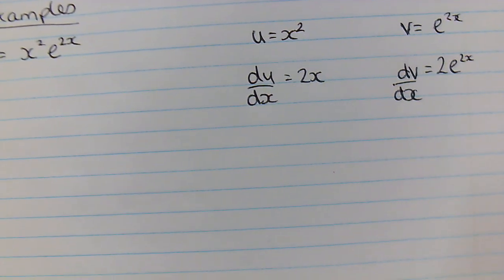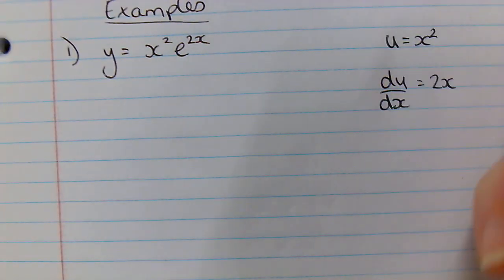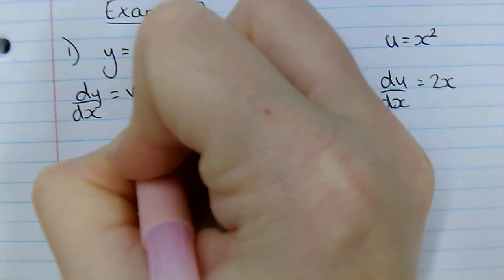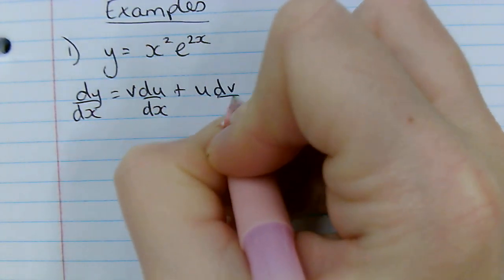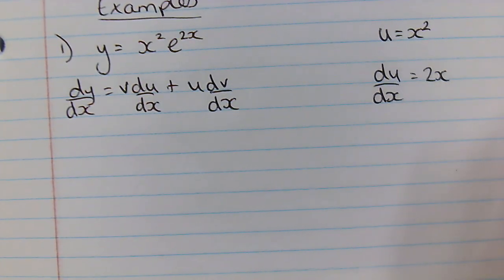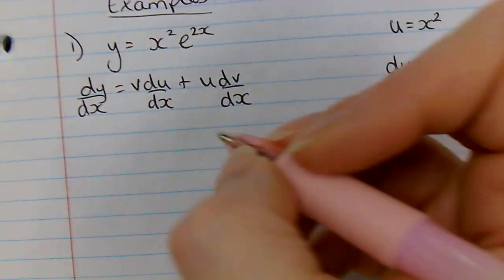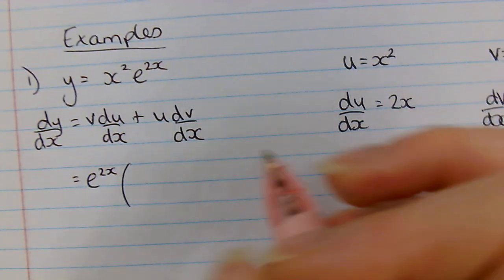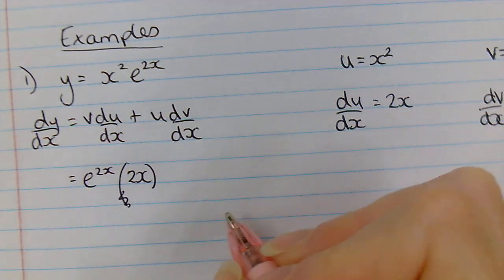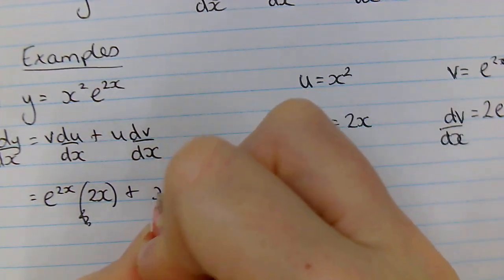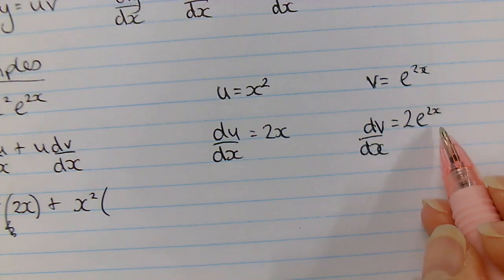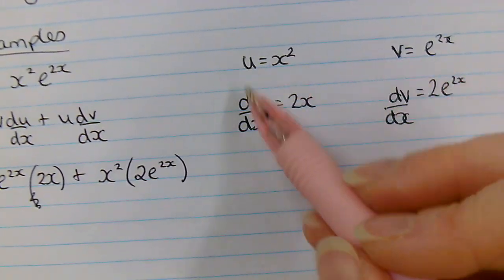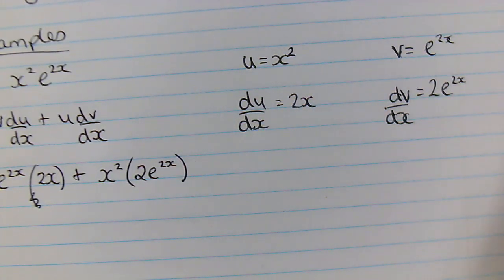Once we've got that, we're then just substituting into our product rule. So dy by dx is equal to v du dx plus u dv dx. So v is e to the 2x, so I've got e to the 2x multiplied by du dx, which is 2x, and then we're adding u, which is x squared, multiplied by dv by dx, which is 2e to the 2x. So as long as you've done all your side workings, you're then just substituting these into the formula.